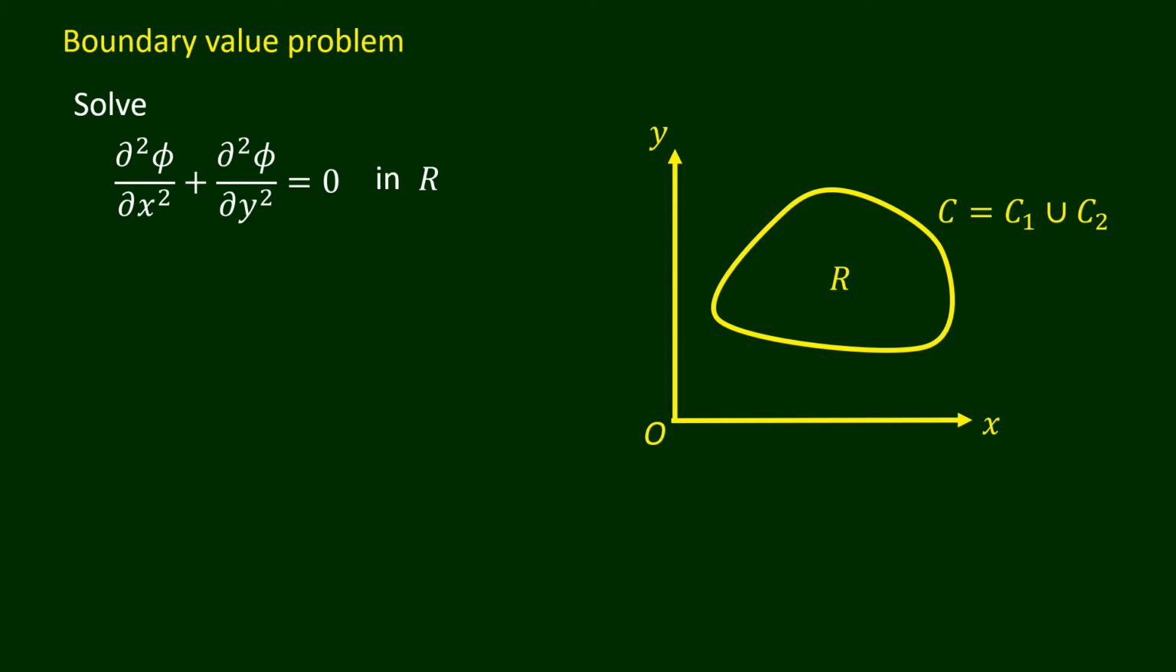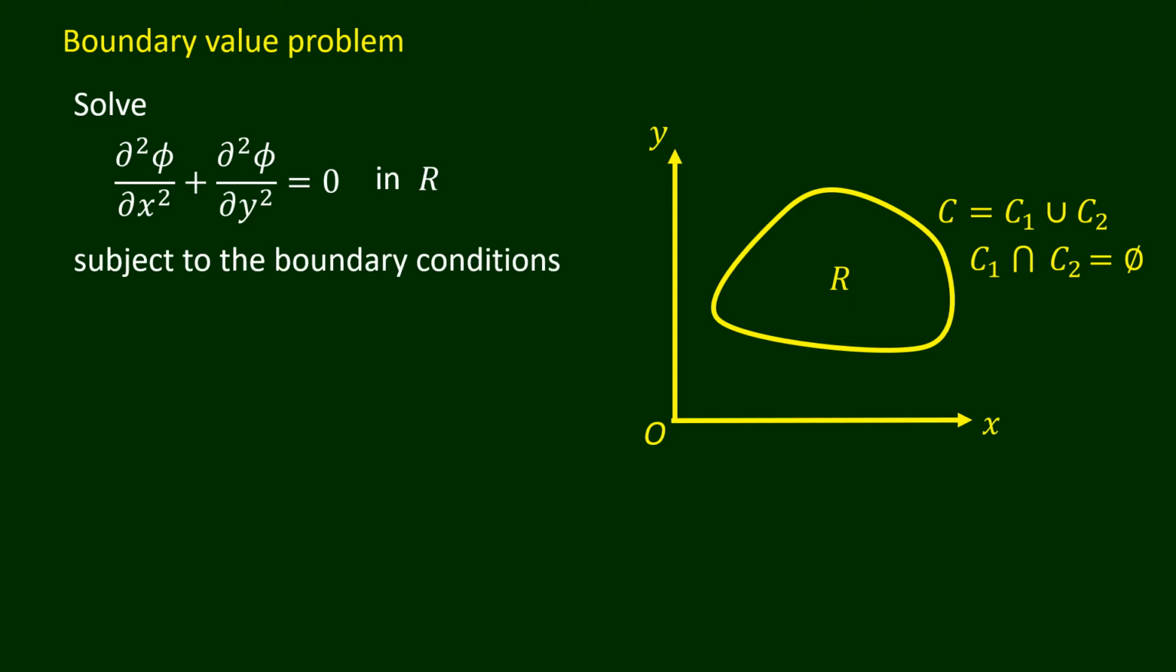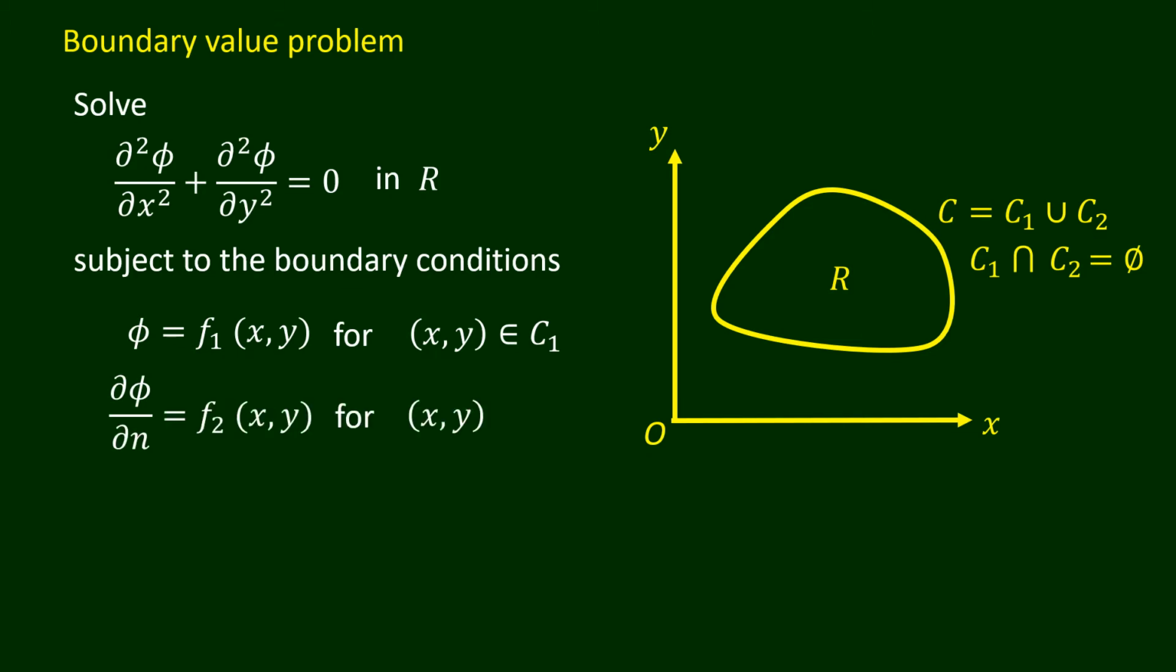For specifying the boundary conditions, the curve C comprises two non-intersecting parts denoted by C1 and C2. Here are the boundary conditions on C. Phi equals f1(x,y) on C1, where f1 is a given function of x and y; ∂φ/∂n equals f2(x,y) on C2, where f2 is a given function of x and y.